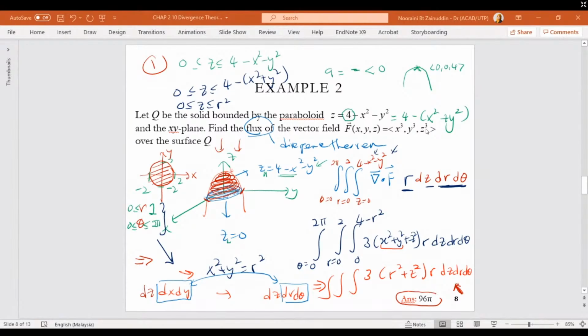Okay. You guys get 96 pi. The final answer. Don't forget there we have r square plus z square times r. So expand it first, it becomes r cube plus z square r. Then proceed with the integration. Okay, if you integrate z first, it's fine. Should just proceed. So you get z still there because you have z square. So still need to expand.